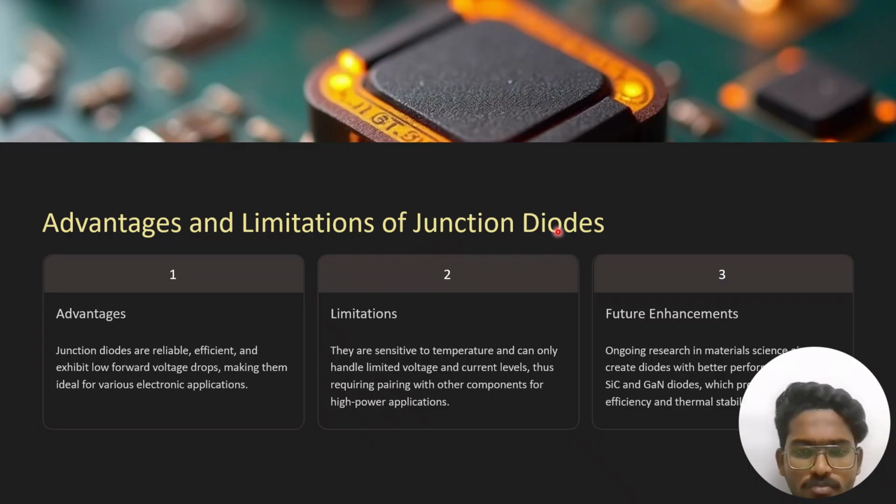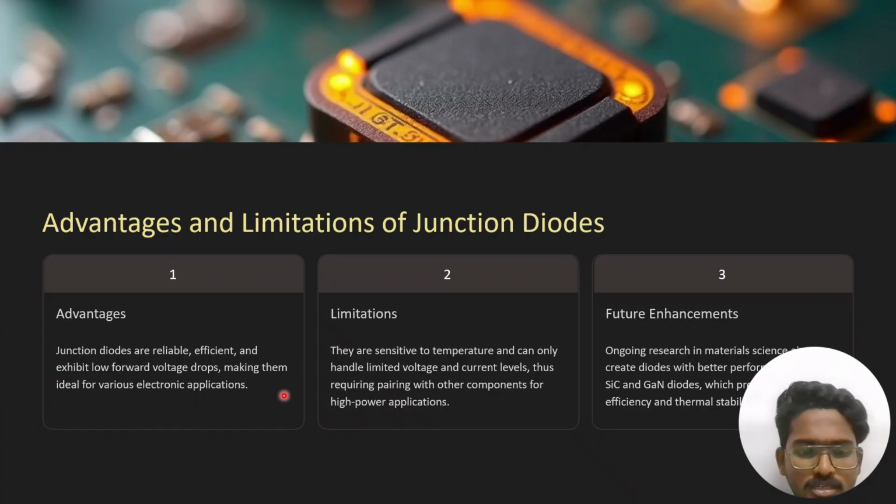Advantages and limitations of junction diode. First advantage is reliable, efficient, small forward voltage drop. It means junction diodes are reliable, efficient, and exhibit low forward voltage drops, making them ideal for various electronic applications.